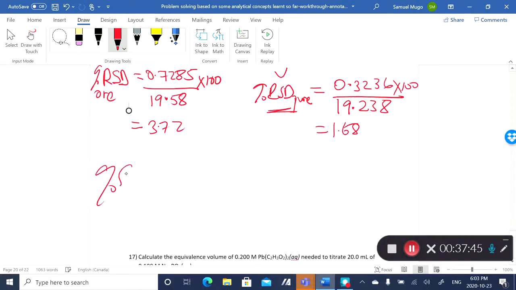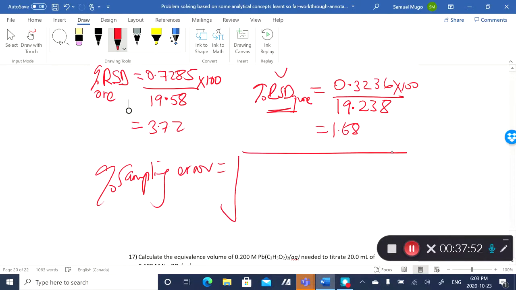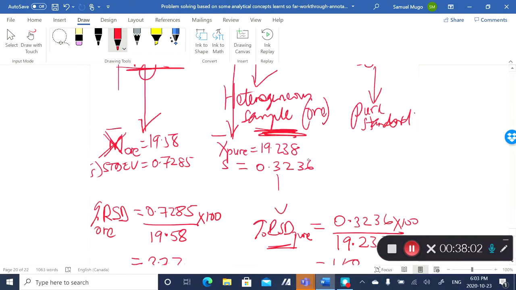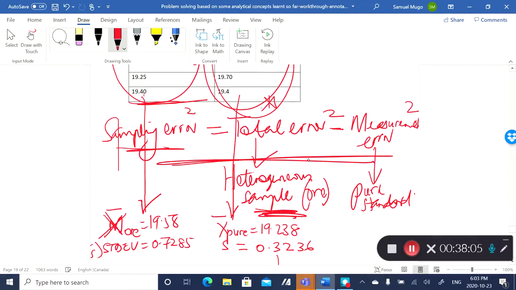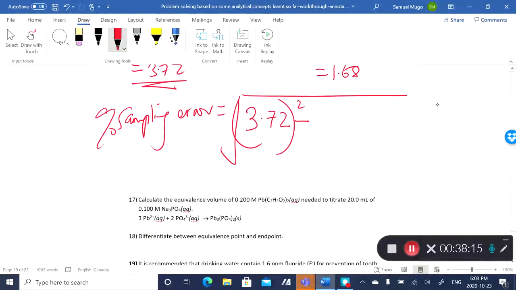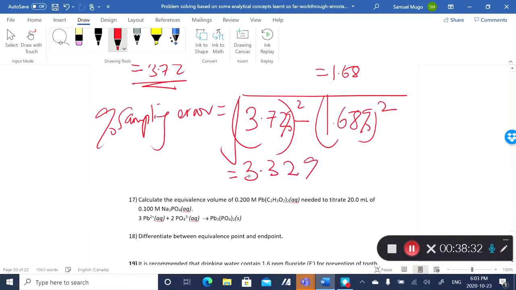Meaning, if you calculate the sampling error, then it's going to be equal to the root of this guy, the 3.72, of course squared, because remember this is the relationship. Okay, so if I'm calculating the sampling error, I need to square this guy, right? All right, minus 1.68 squared. And of course that's percent. You're talking of percent. And so when you do that, you're going to find the sampling error then is going to be 3.32%.